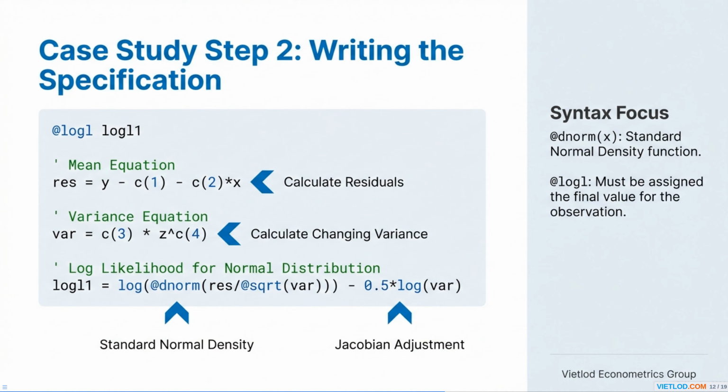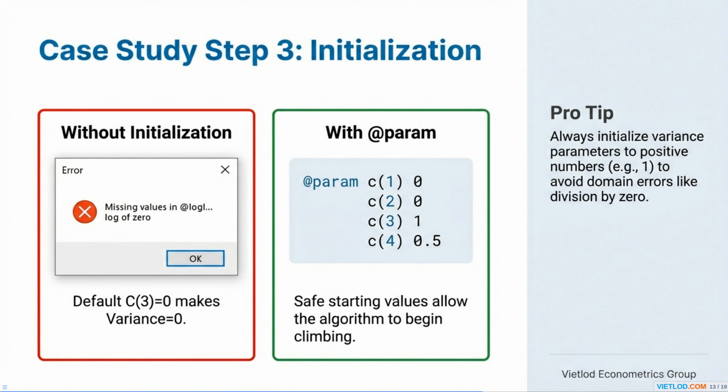Let's break this down. @dnorm of x is EViews' standard normal density function. So, log of @dnorm of res divided by @sqrt of var calculates the log of the standard normal density for our standardized residuals. The second term, minus 0.5 times log of var, is the Jacobian adjustment, which is essential when the transformation from the error term to the standardized residual involves a varying variance. Remember that @logl must always be assigned the final value for the observation's log likelihood.